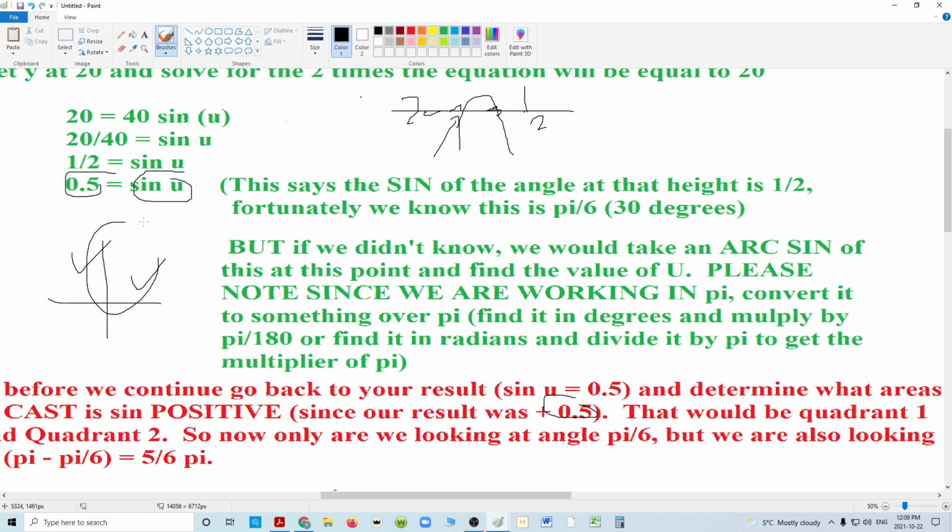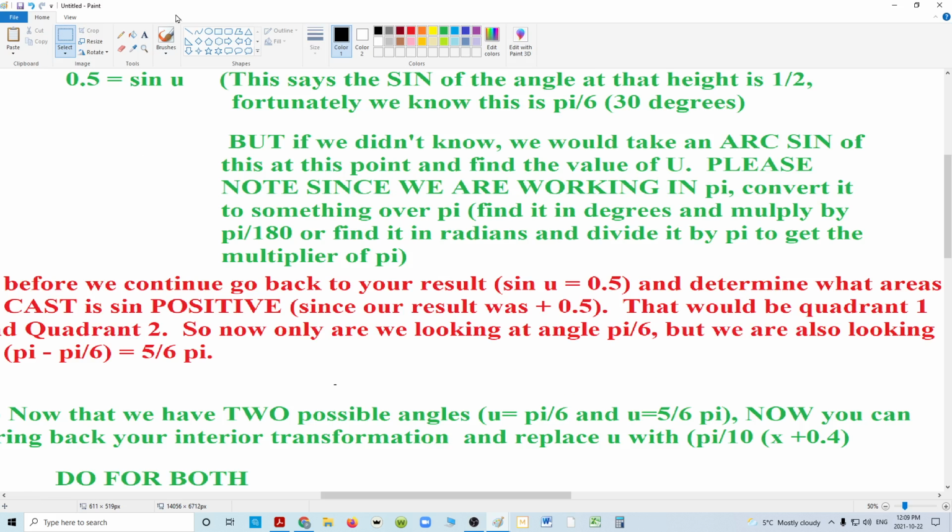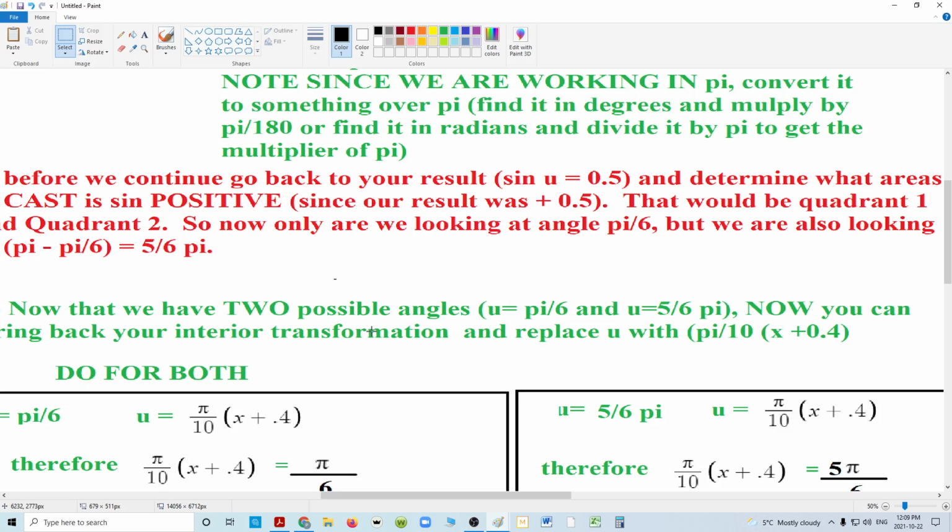Since we know it's 0.5, we know we're dealing with pi over 3, but we're also dealing with this other angle that is also pi over 3. And we determine that that's 1 pi minus pi over 3, which comes out to 2 over 3 pi. Therefore, we're dealing with two angles. So it goes through this explanation in red. Feel free to pause and just write it down. Oh, sorry, pi over 6 instead of pi over 3. We're dealing with 5 over 6 pi.